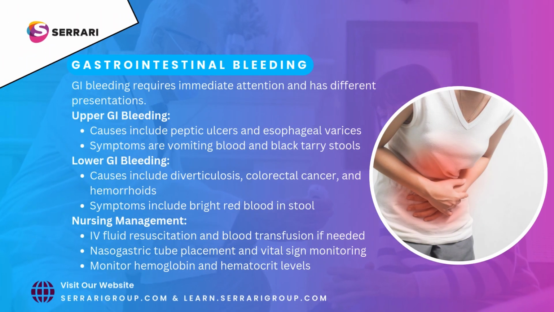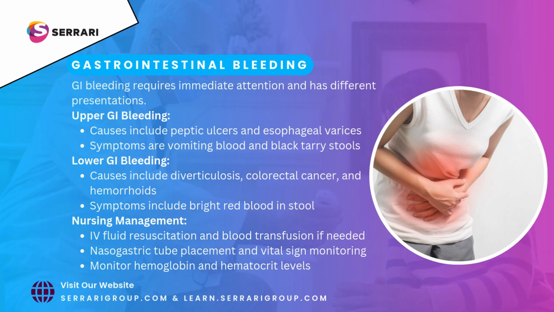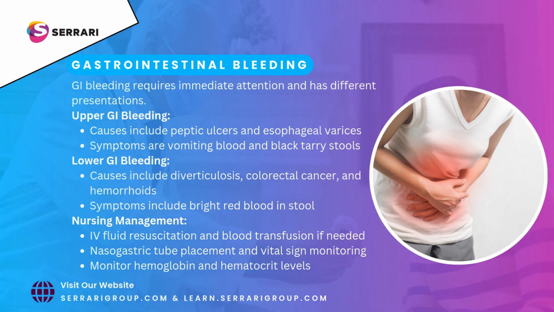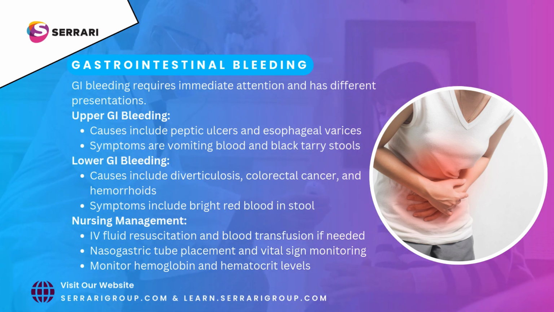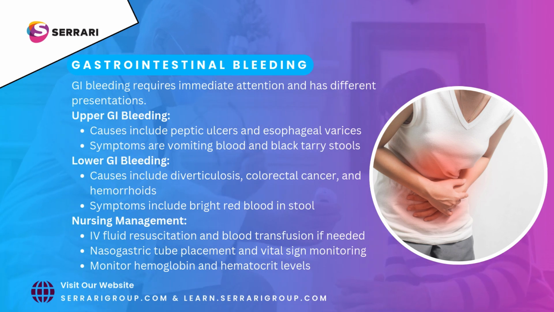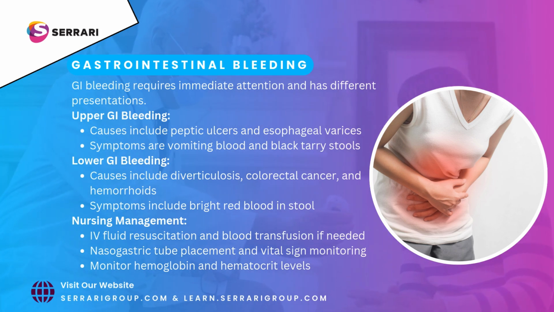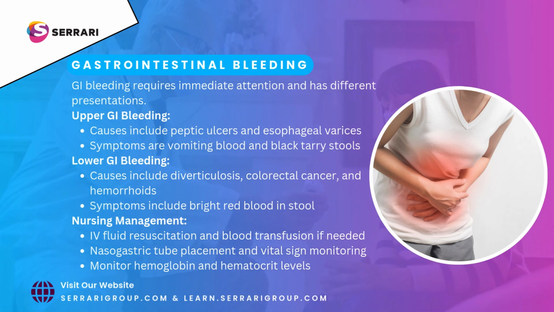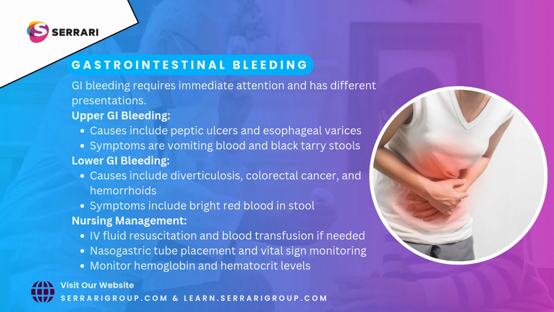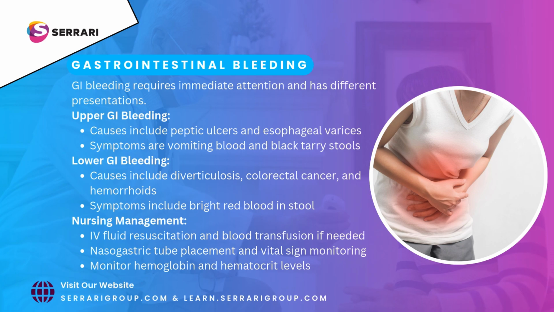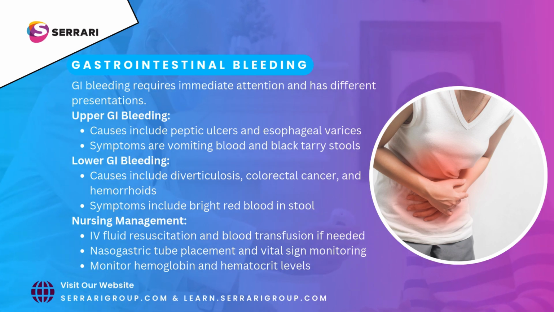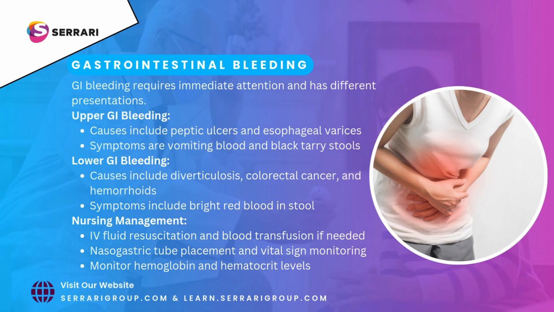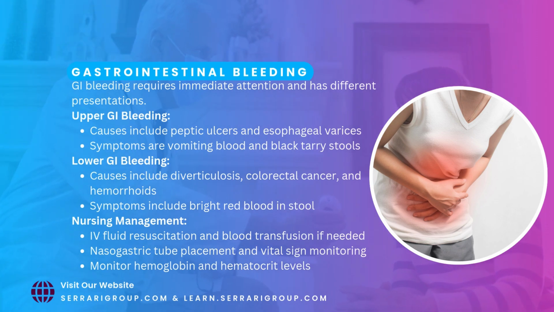Gastrointestinal bleeding. GI bleeding requires immediate attention and has different presentations. Upper GI bleeding. Causes include peptic ulcers and esophageal varices. Symptoms are vomiting blood and black tarry stools. Lower GI bleeding. Causes include diverticulosis, colorectal cancer, and hemorrhoids. Symptoms include bright red blood in stool. Nursing management: fluid resuscitation and blood transfusion if needed. Nasogastric tube placement and vital sign monitoring. Monitor hemoglobin and hematocrit levels.